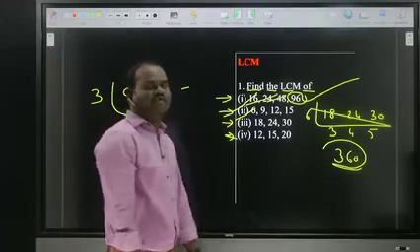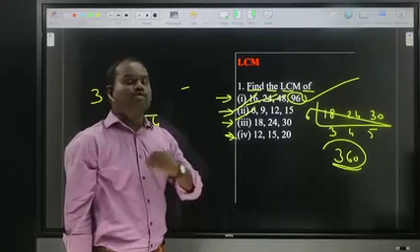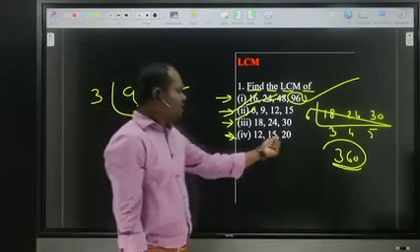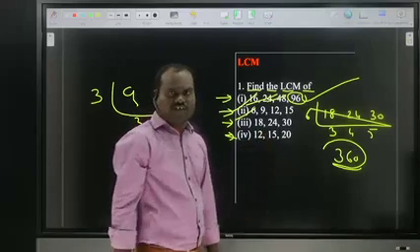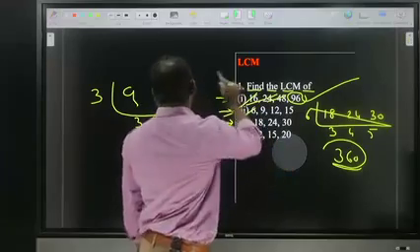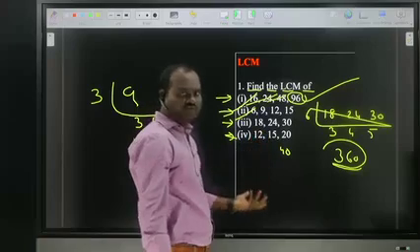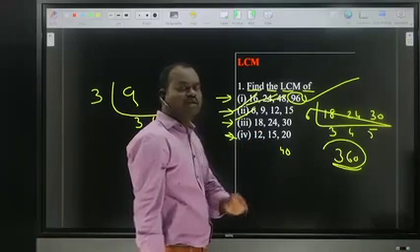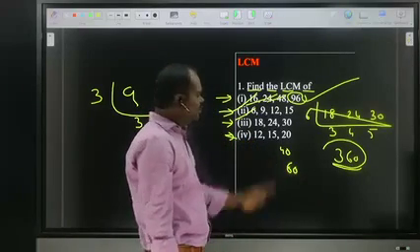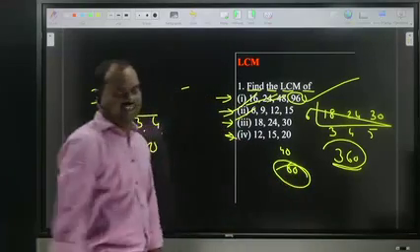Now 12, 15, 20. 12 we can't eliminate, 15 we can't eliminate. You can go through the normal method, or you can go through the highest number method. Now I am looking by the highest number. 20 we can't get in the 12 table, we can't get in the 15 table. In the 20 table, the next multiple is 40. 40 also we can't get in the 12 table or the 15 table. So go for the next multiple. In the 20 table, 3 times 20 is 60. In the 12 table clearly 5 times, in the 15 table clearly 4 times. So what is the LCM? 60.